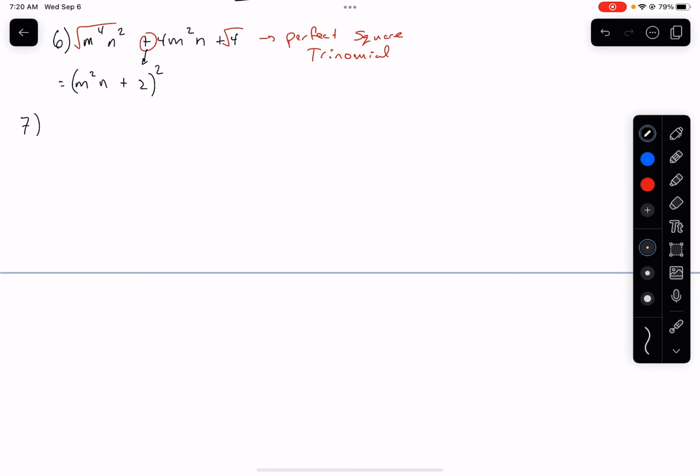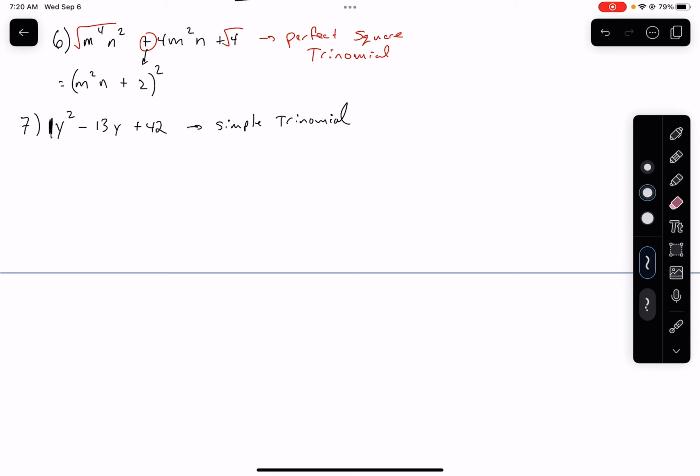Number 7. We get a simple trinomial here. So y squared minus 13y plus 42. Okay, so we're looking for, this is a simple trinomial. Again, simple because the coefficient in front of the y squared or x squared term is 1. Okay, and so I'm looking for 2 numbers that multiply to 42 and add to negative 13.